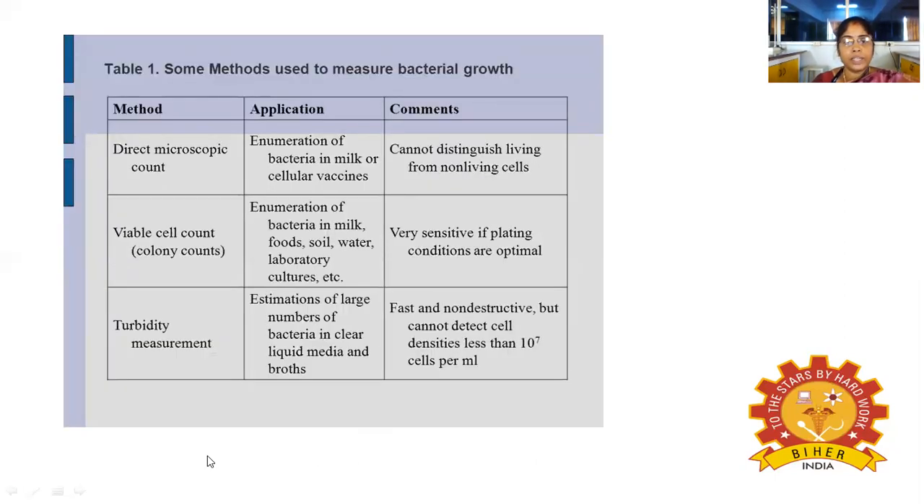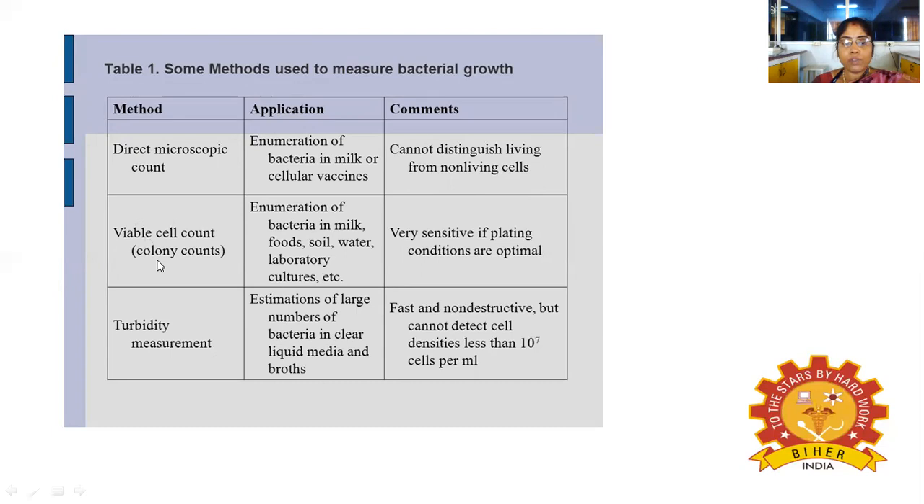So these are the various methods with their merits and demerits. When you talk about the microscopic count, it is applicable in all laboratory conditions. But what is the disadvantage of the microscopic count? It cannot distinguish viable and non-viable cells, the live cells and the dead cells, because it comprises both live cells and dead cells.